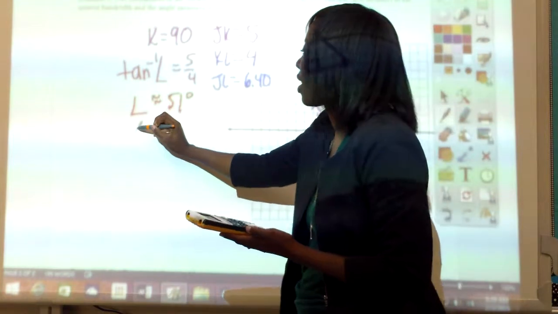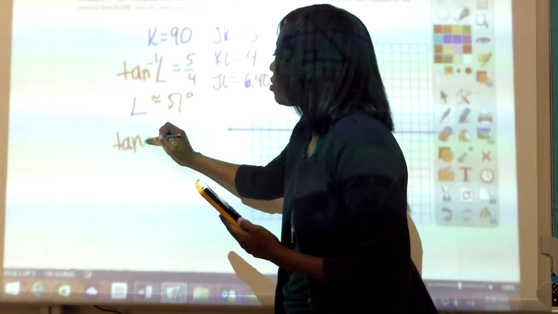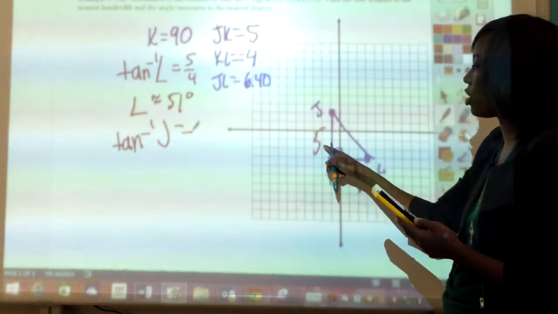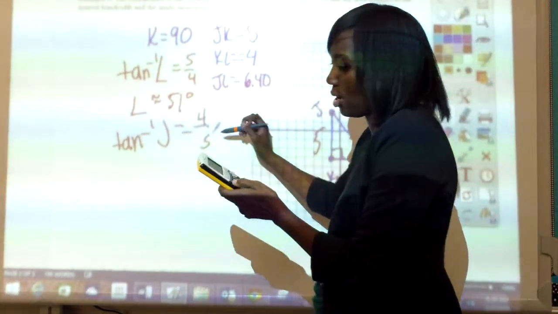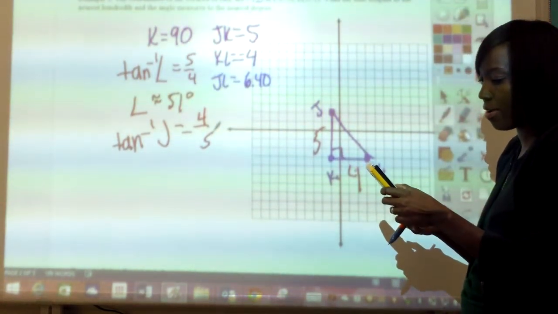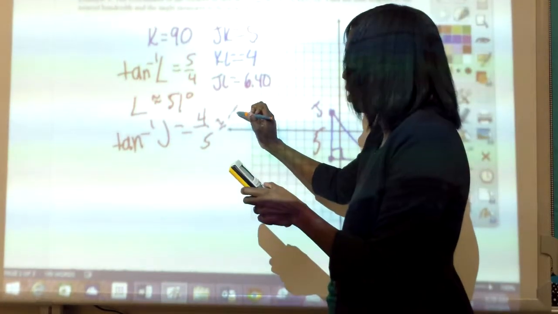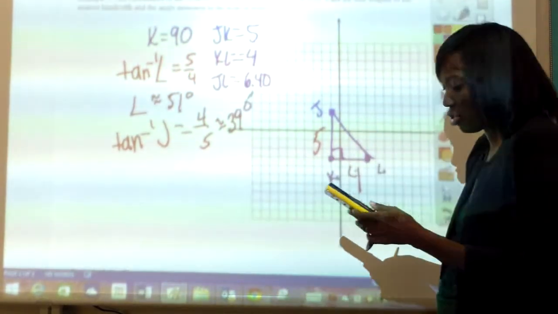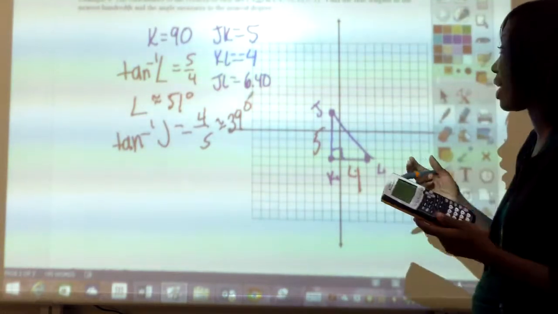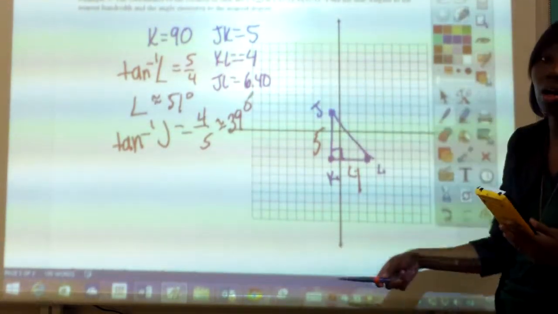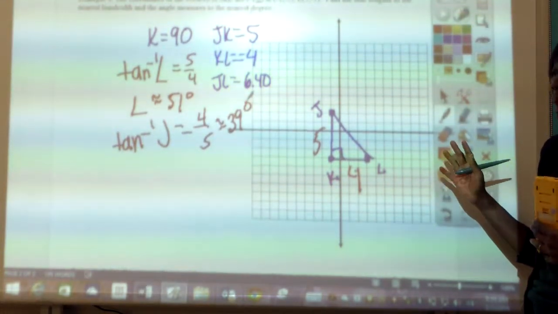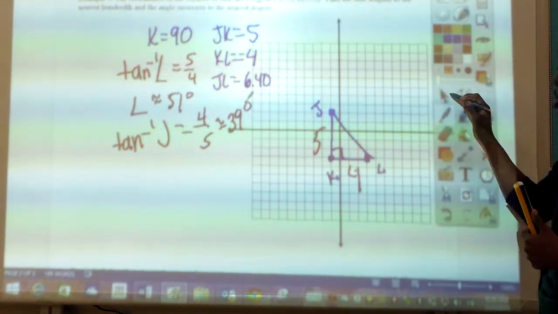And then we also need to find angle J. So tan inverse of J. Opposite is 4, adjacent is 5, so it's the flip of that. And so that is 4 divided by 5, and that one is approximately 39 degrees. Use triangle sum, 39 plus 51 plus 90, and that is 180 degrees. And so that is all the angle measurements and the side lengths. I'm going to pause it so you can make sure your work is correct.